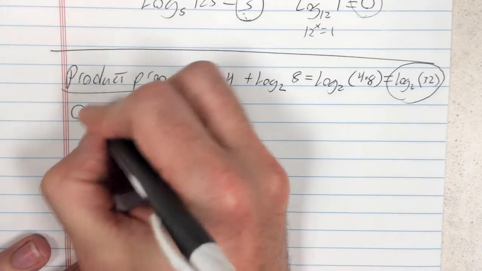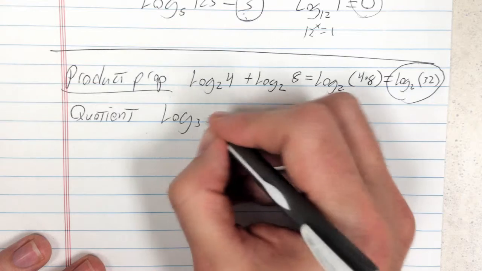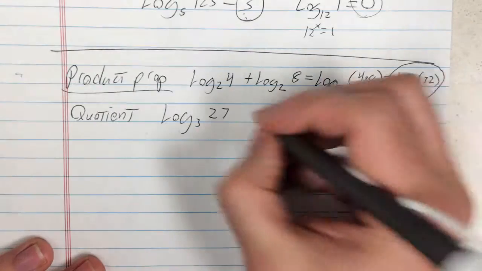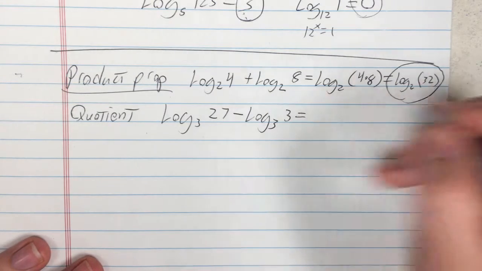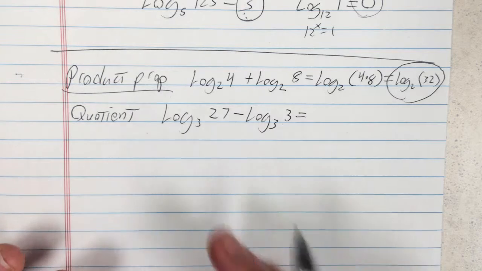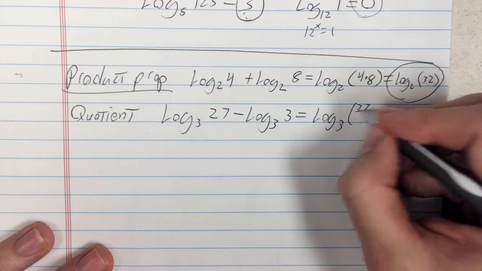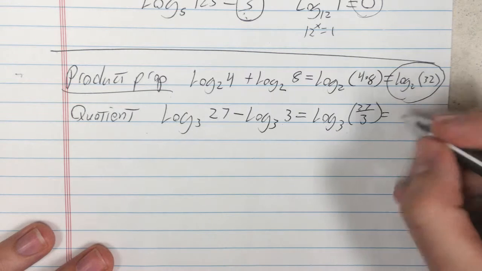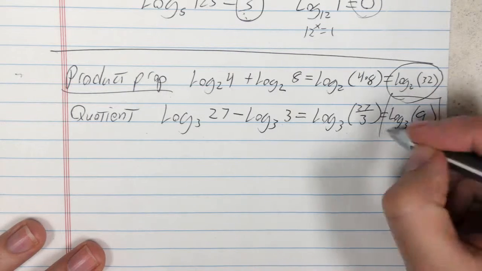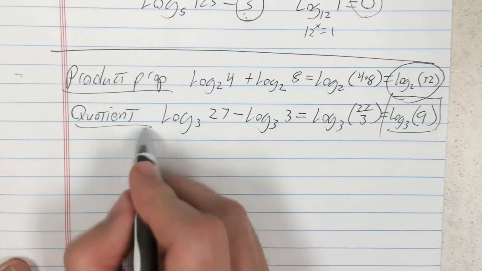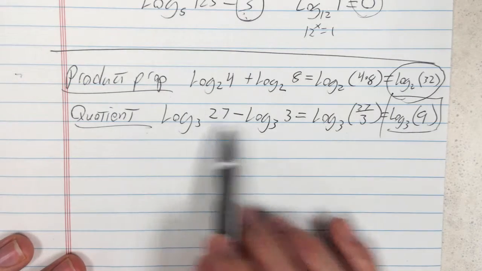Quotient, log base 3 of 27 minus log base 3 of 3. All right, when we subtract, well, when we condense, it actually divides. So log base 3 of 27 divided by 3, which equals log base 3 of 9. All right, there's the quotient property. And I'm kind of moving through this fast because we've already done this. We're just adding in the fact that now there's different bases.